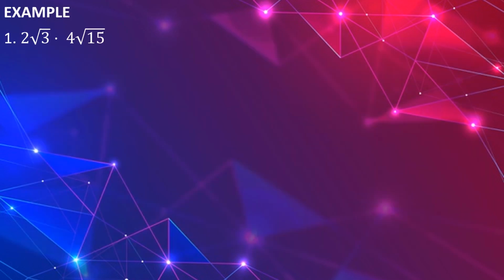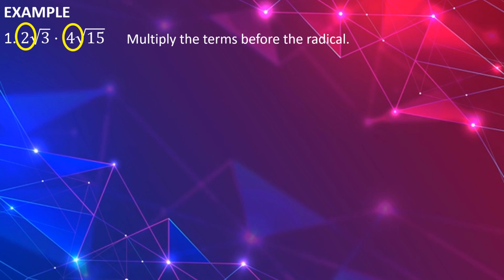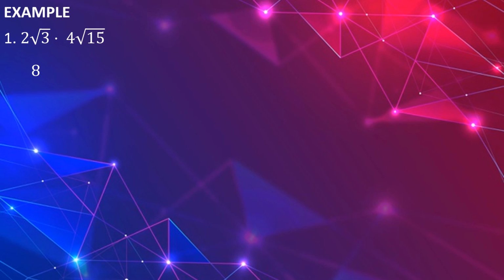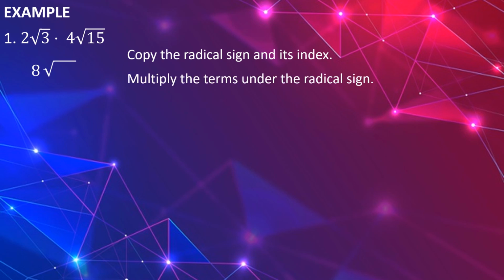First example, 2 square root of 3 times 4 square root of 15. For our first step, we are going to multiply the terms before the radical. So we multiply 2 and 4. That is equal to 8. We copy the radical sign and its index, which is read as square root. Then we multiply the terms under the radical sign. So 3 times 15 is equal to 45.